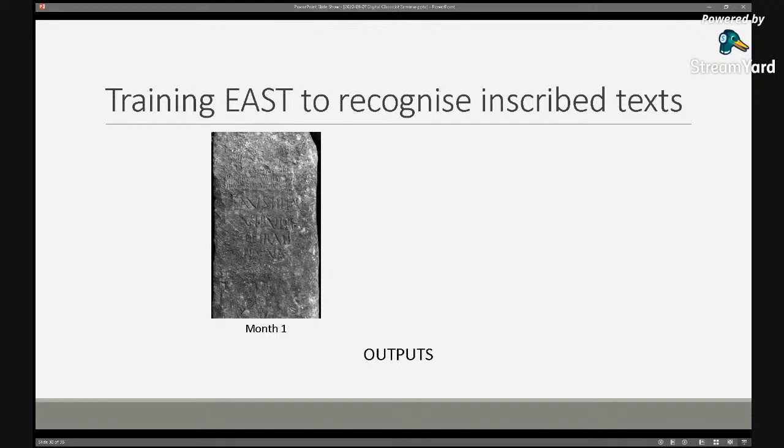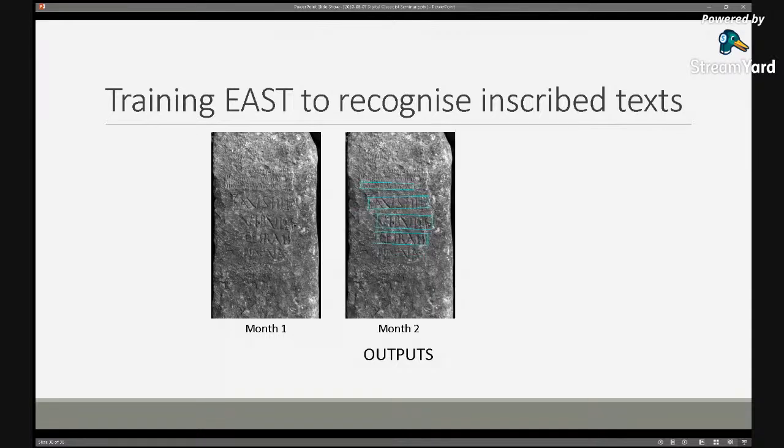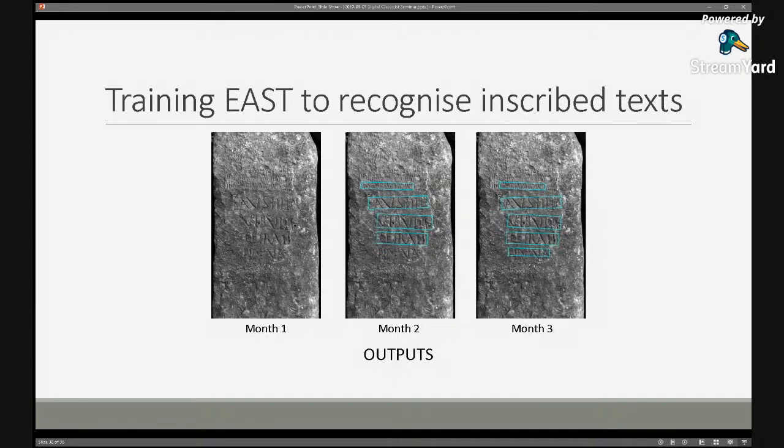You can see here that it hadn't managed to find any text in this inscription whatsoever. By month 2, it had started to identify areas of text, and you can see that it had identified 3 lines of text, plus some chisel marks at the top it thought were text. And by month 3, it had identified all 4 lines of text, but it still thought that the chisel marks at the top were text.